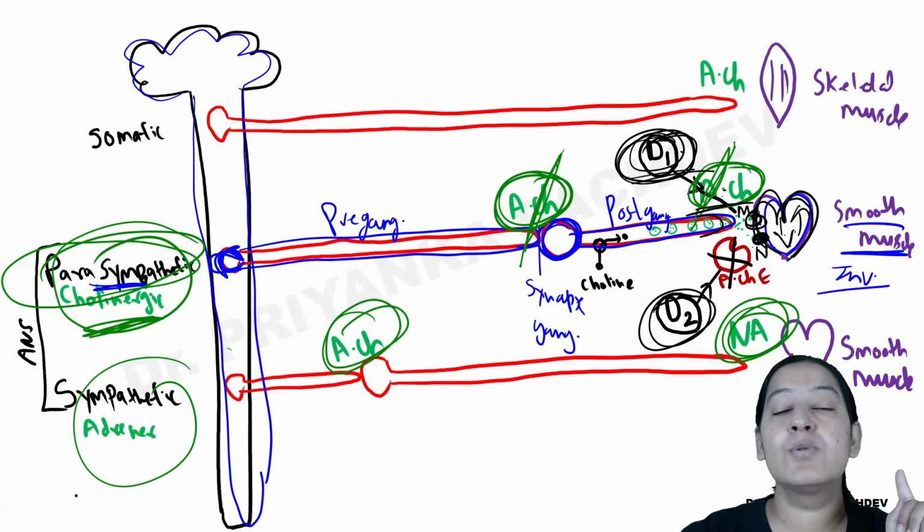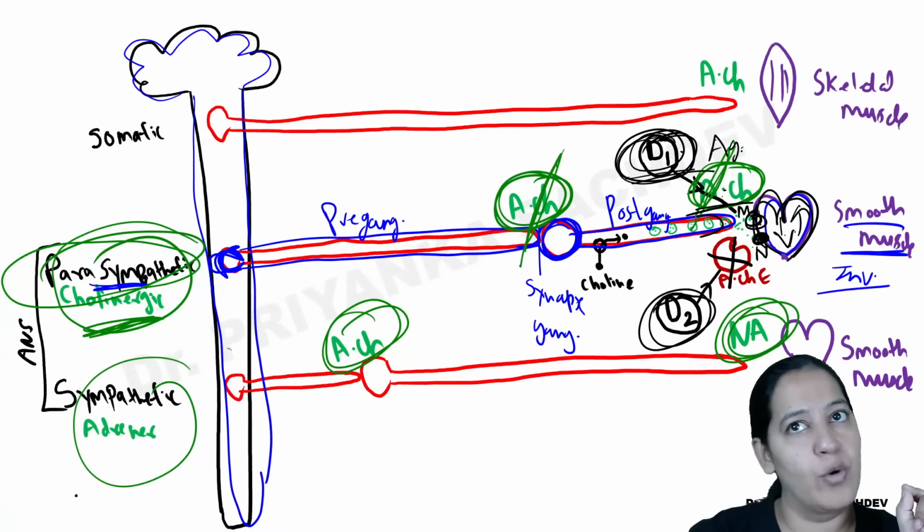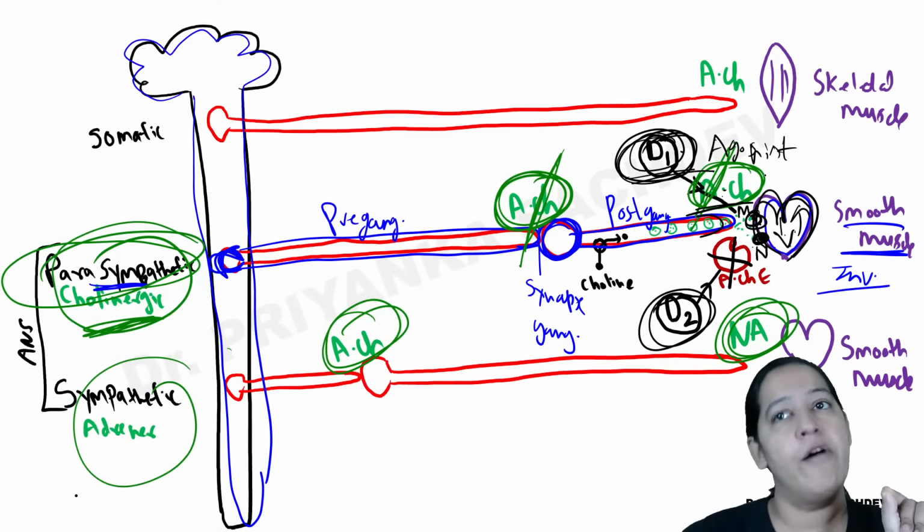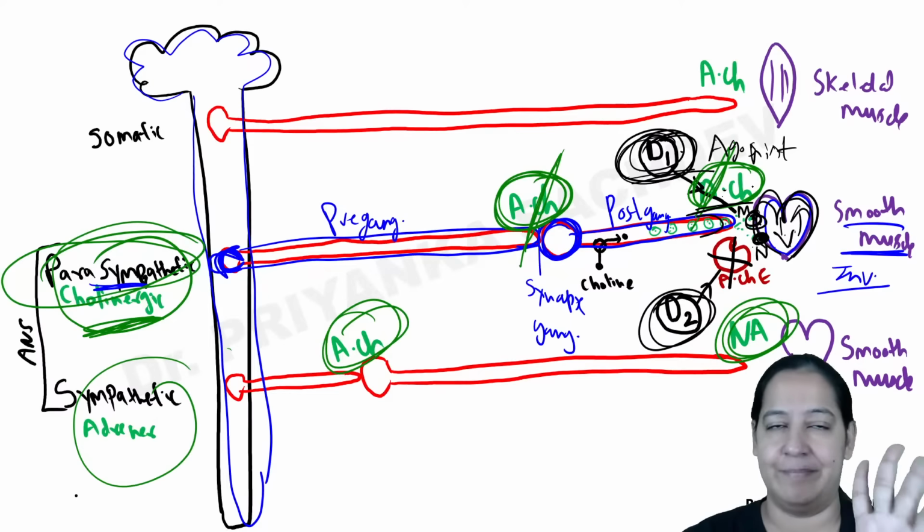The D1 drug is known as an agonist. It is known as a cholinergic agonist. It is showing the same action as acetylcholine because it is structurally similar. It is the lookalike of acetylcholine. Done. That is drug number 1.